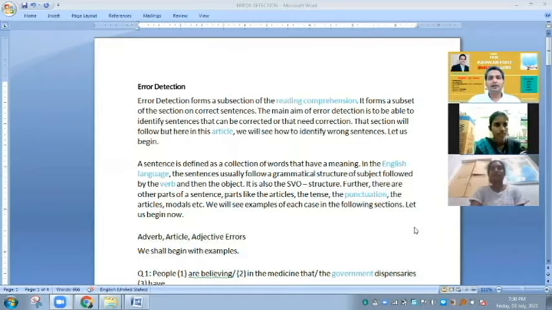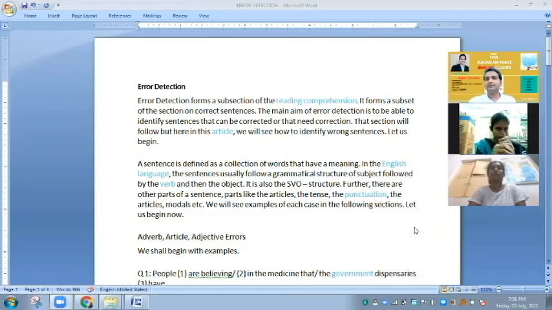Let's begin. A sentence is defined as a collection of words that have a meaning. What do you mean by a sentence? A sentence is a group of words which has a complete meaning. Otherwise, it can't be called a sentence. Where we can find subject and predicate. Broadly, subject, verb, object. Sometimes an object may not be found, we can still find subject, verb. Sometimes a subject may not be found, just a verb forms a sentence. For instance, go, come, see, take, give, like this.